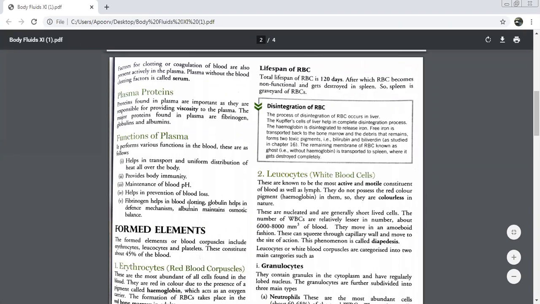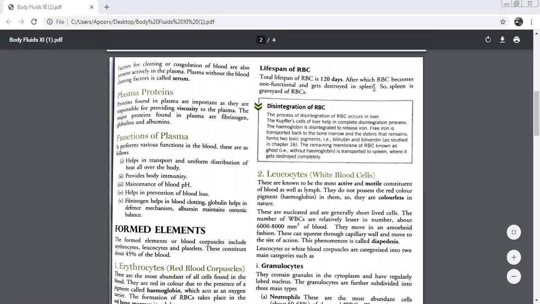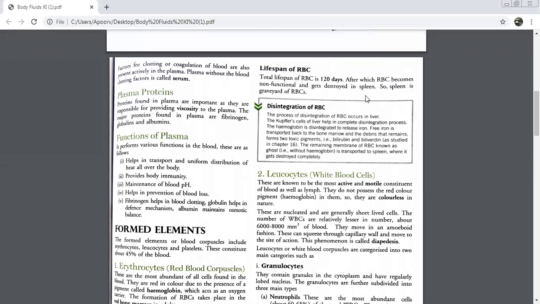Fibrinogen helps in blood clotting. Globulin helps in defense mechanism. And albumin maintains your osmotic balance. What is albumin going to do? Basically, it is going to maintain your osmotic balance, lot of things in the tube. It will make sure that they're not passing on to the other tissues. So these are the main functions of plasma.